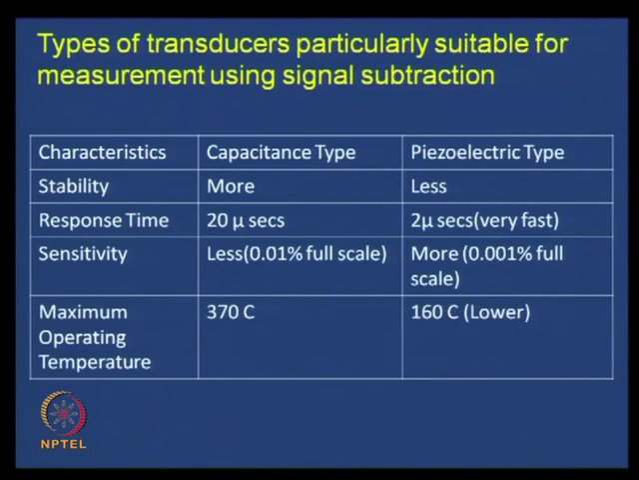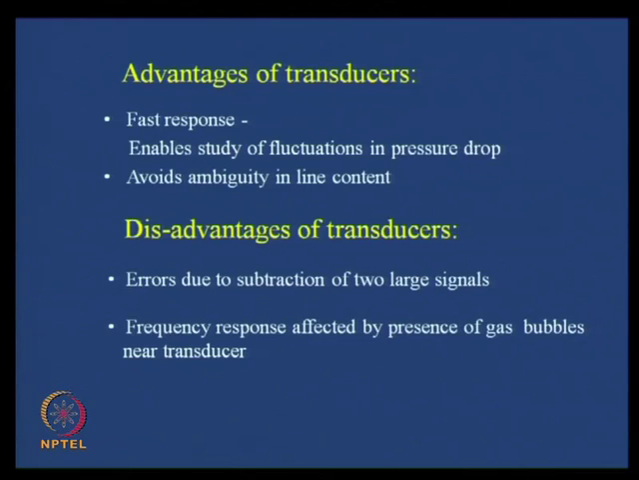And as I have shown you, the capacitance type has more stability and its maximum operating temperature is more. At the same time, the piezoelectric type is much more sensitive and its response time is faster, etc. So, these are the two types of transducers which we usually use. And what are the advantages? Definitely fast response, electrical output, so that you can record the response and then you can come up later, process it, find out the pressure drop, find out the pressure signal also, the fluctuation of pressure drop with time. So, definitely the advantages are great, it avoids ambiguity in line content, you know all those things.